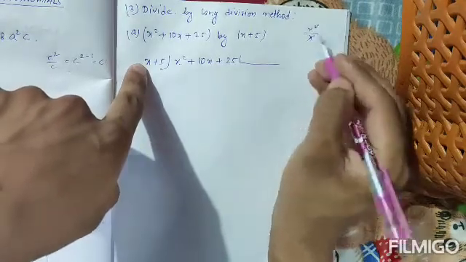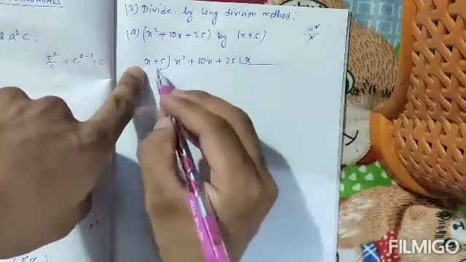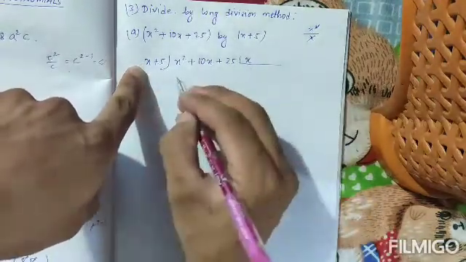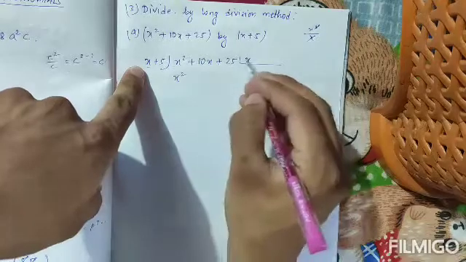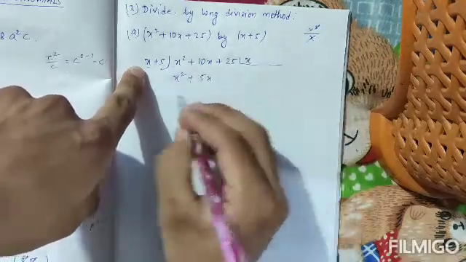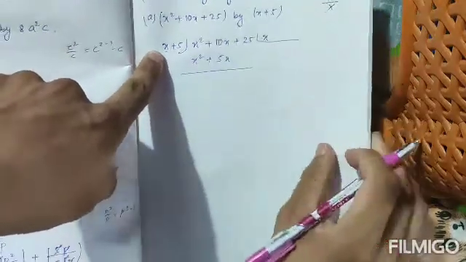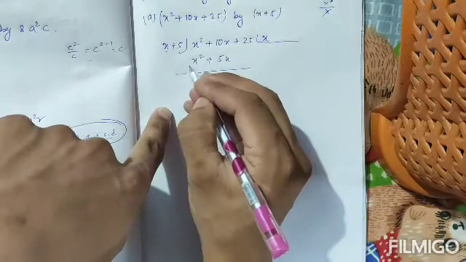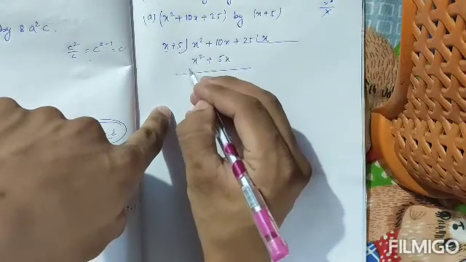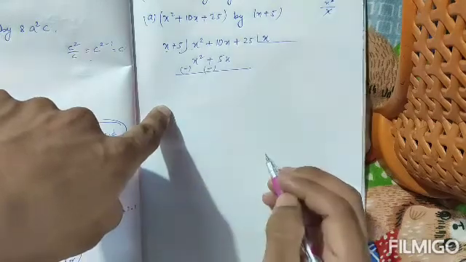So how much will you get? Here you will get x. With this x you have to multiply both of these. So x into x, x square, plus into plus, plus 5 into x, 5x, okay? Now we have to subtract, isn't it? While subtracting, what will happen? The sign will be changed, okay? So here it was plus, it will become minus. Here also it was plus, it will become minus, okay?